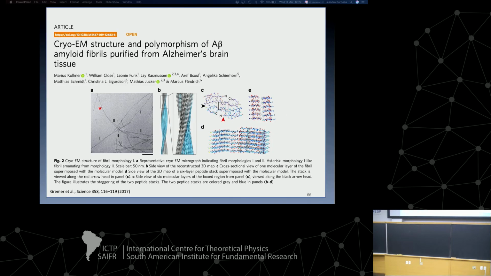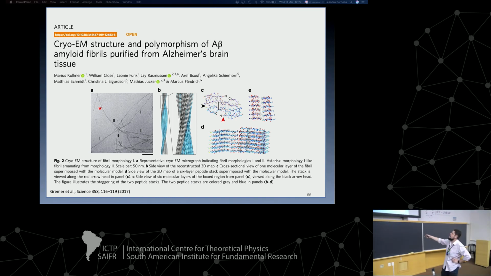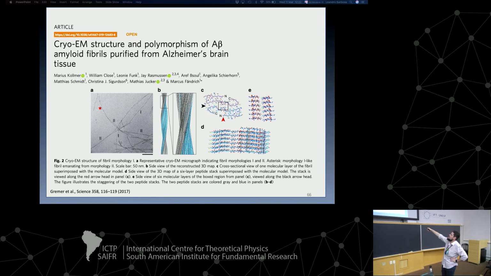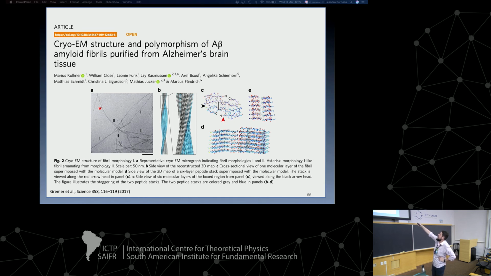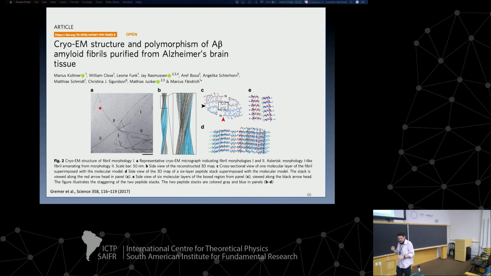And this study here was from 2 years ago, 3 years ago. They are studying the polymorphism, I mean, the different forms or morphologies of amyloid fibrils from Alzheimer's brains. Those are their images, you see? And this is what they are proposing. They are proposing to have 2, perhaps 3 different arrangements.